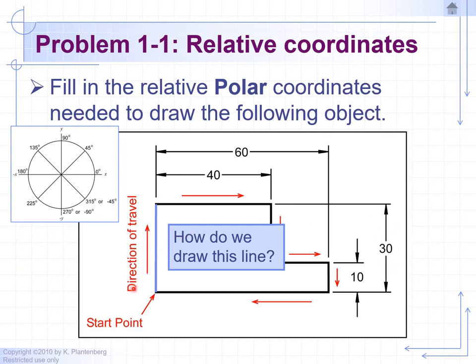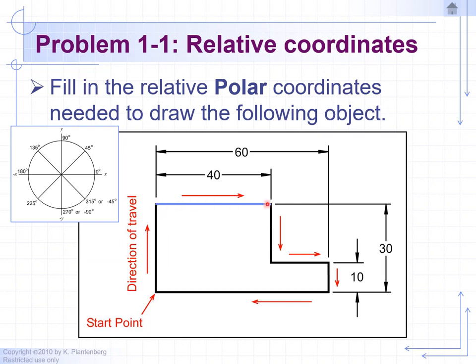using relative polar coordinates, we're going to type in @. So AutoCAD knows that with respect to the last point we created, which is our starting point, we're going to go a length of 30. We're going to go a length of 30 and then rotate it 90 degrees to define our next endpoint, and enter.